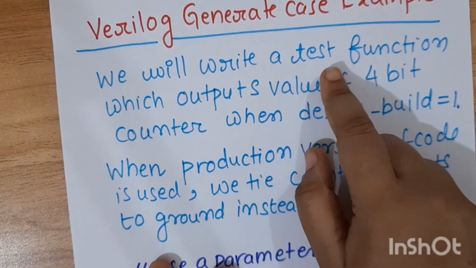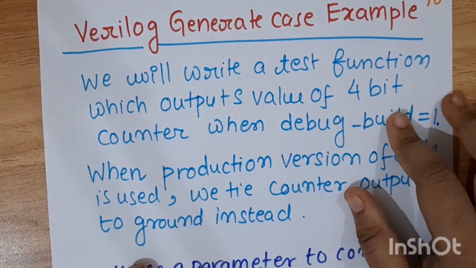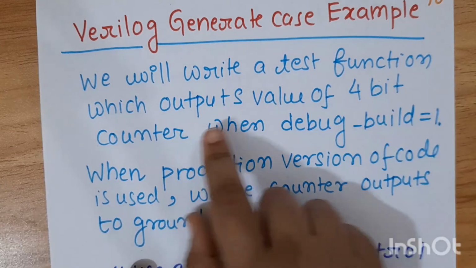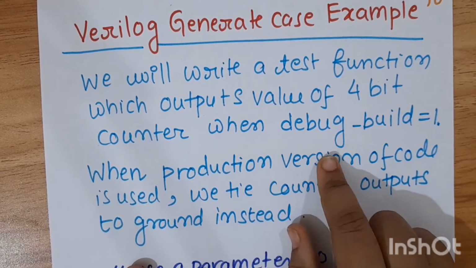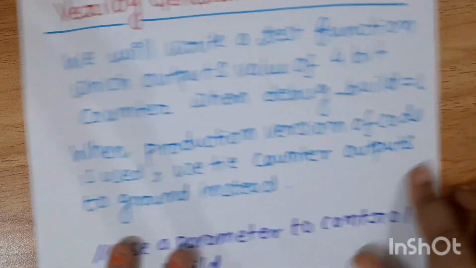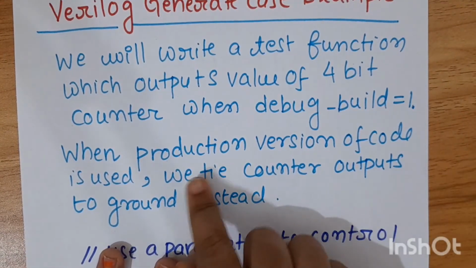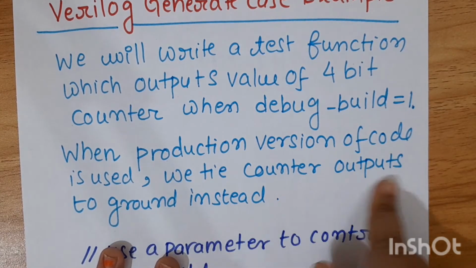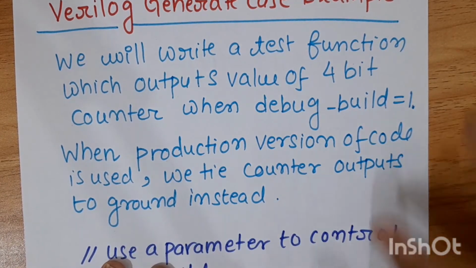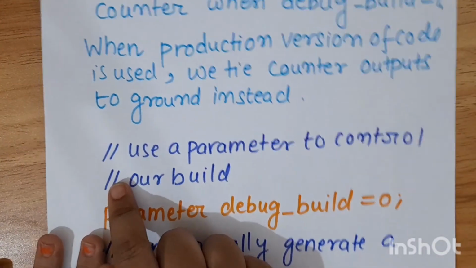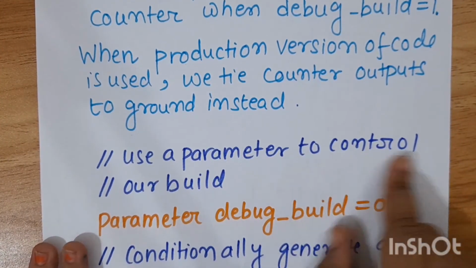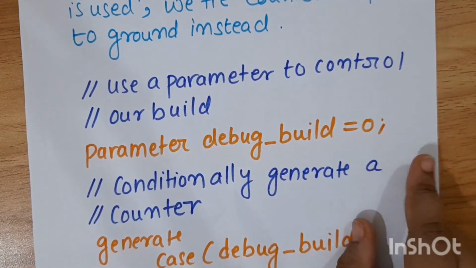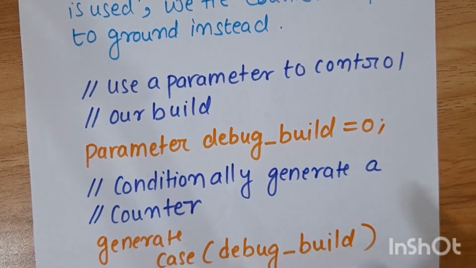We will write a test function, similar to generate if, which outputs the value of a 4-bit counter when debug build is 1. And when the production version of the code is used, we tie the counter outputs to the ground instead. So inside the comment, use a parameter to control our build. Parameter debug_build = 0; Conditionally generate a counter.